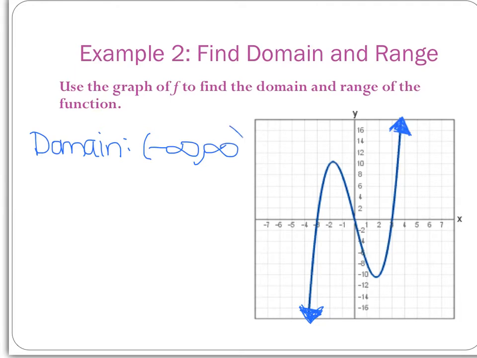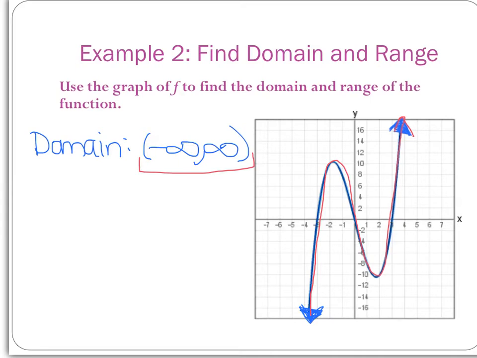The graph is continuous. There's no breaks in the graph. I can draw this graph smoothly without having to lift up my pen. I could trace this graph without having to lift my pen up at all. When that happens, when I can draw a graph without lifting up my pen, we call it continuous. And any continuous function is going to have a domain of all real numbers, which means negative infinity to infinity in interval notation.